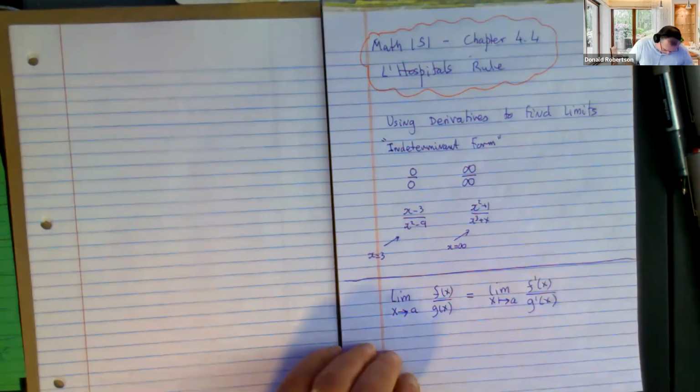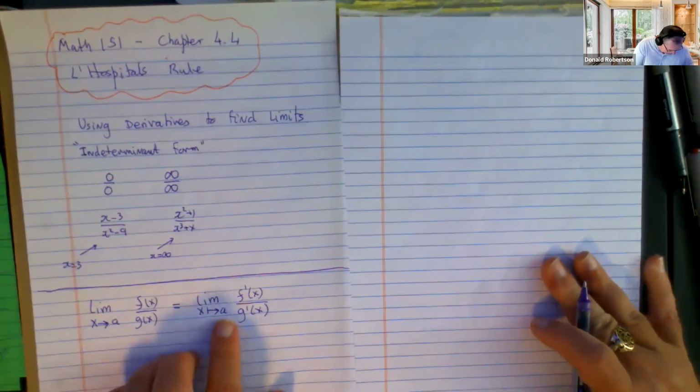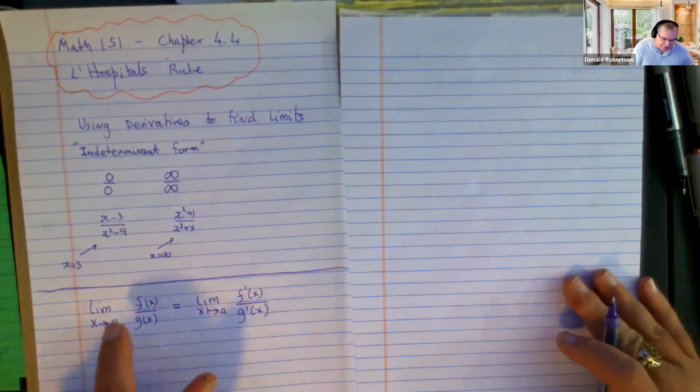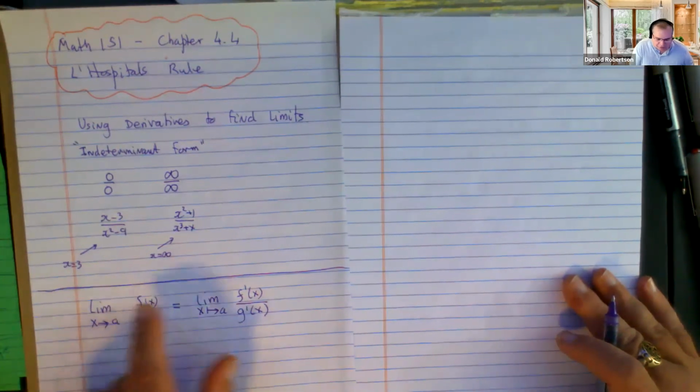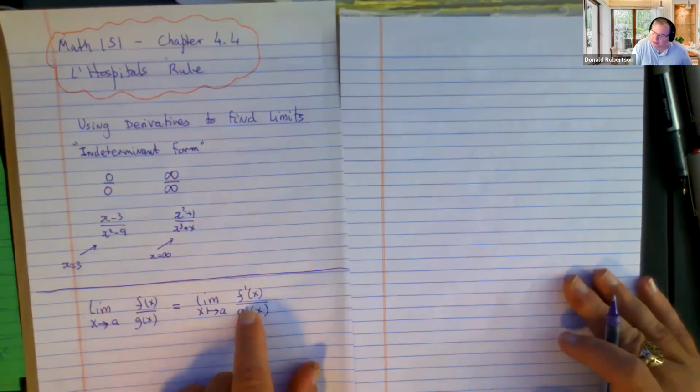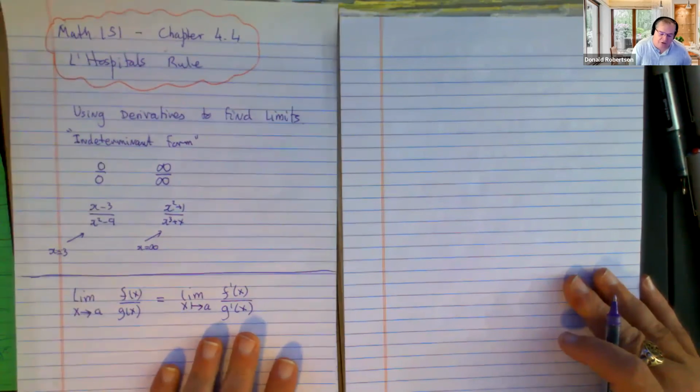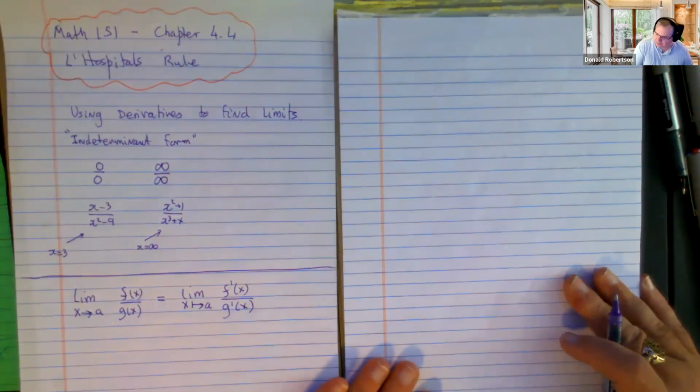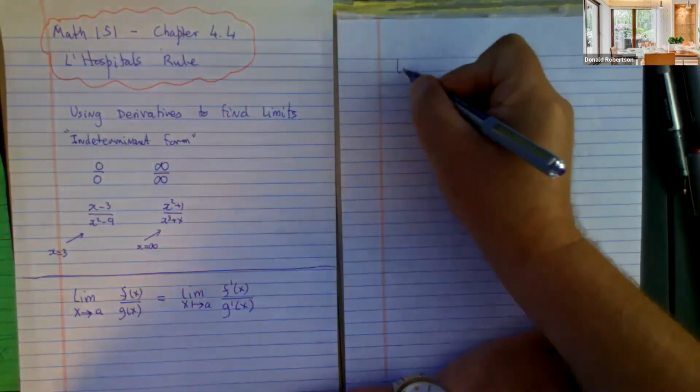And you might think, well, you're not telling me the answer. All you're telling me is that you can take a limit and turn it into a different limit. And that doesn't sound like it's very helpful. Well, let me show you it being helpful.